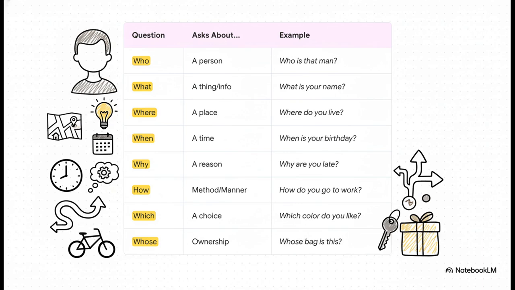So who is for a person? Who is that man? Easy. What is for a thing or some info? What is your name? Then you've got where for a place, when for a time, and why. That's when you need a reason. This table is really the foundation for everything, so take a good look.